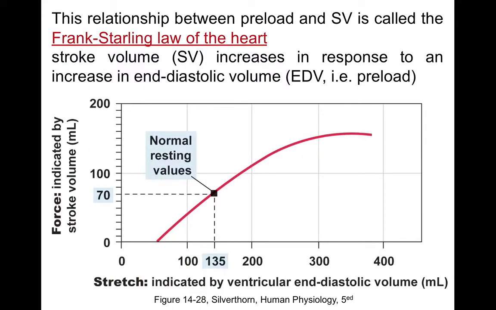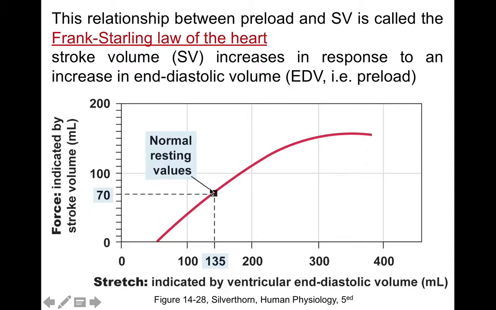So the relationship between preload and stroke volume is called the Frank-Starling law of the heart. This is where stroke volume is increased in response to an increase in end diastolic volume, by increasing the preload. You can see here it's graphed on this figure down here. Along the x-axis we have the end diastolic volume, and when we increase end diastolic volume, we're increasing the blood in the ventricles, which is increasing the preload on the ventricles. And on the y-axis we have the force and the stroke volume.